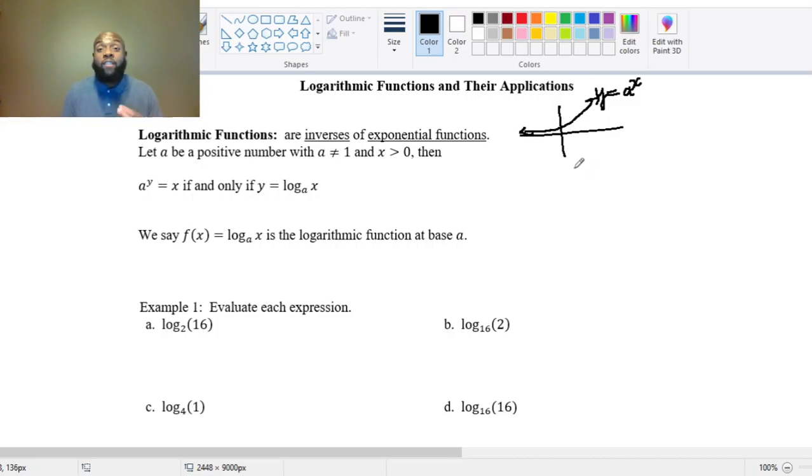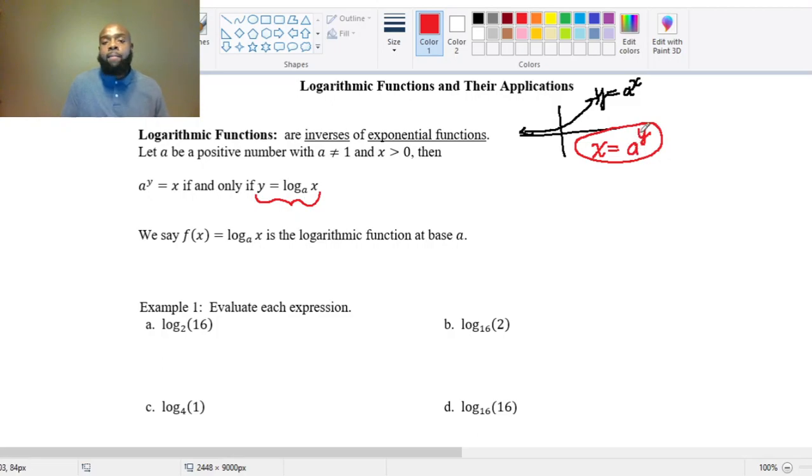And so if we were to try to find the inverse of this function, we would interchange x and y. And so we'd get x equals a to the y, and we would try to solve for y. Well, that y is in the exponent, right? And so the only way that we're going to solve for y is to introduce what we call the logarithmic function. The logarithmic function is defined as another way to write this exponential expression here. If I wanted to isolate y in this exponential expression, this is how we do it.